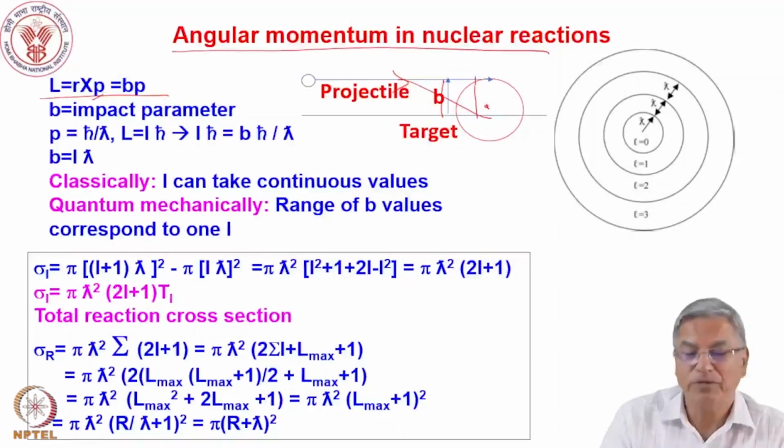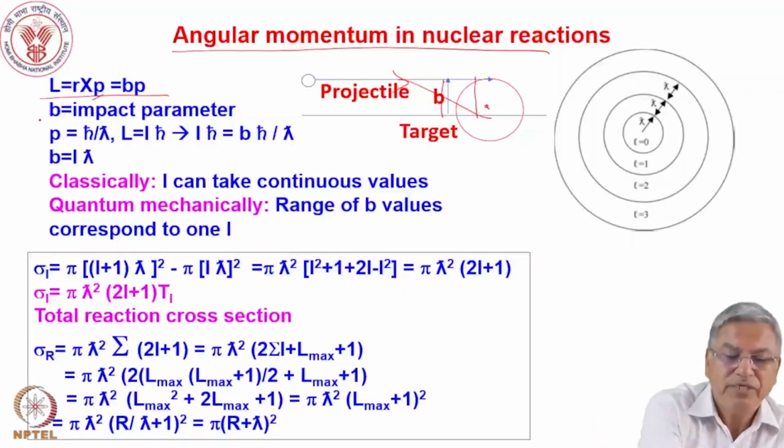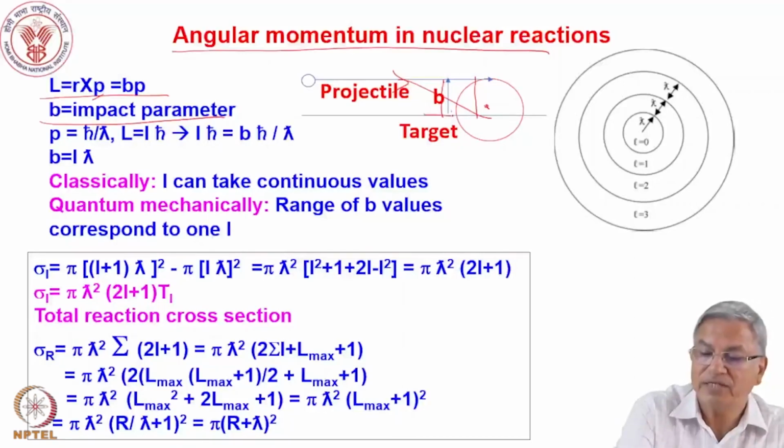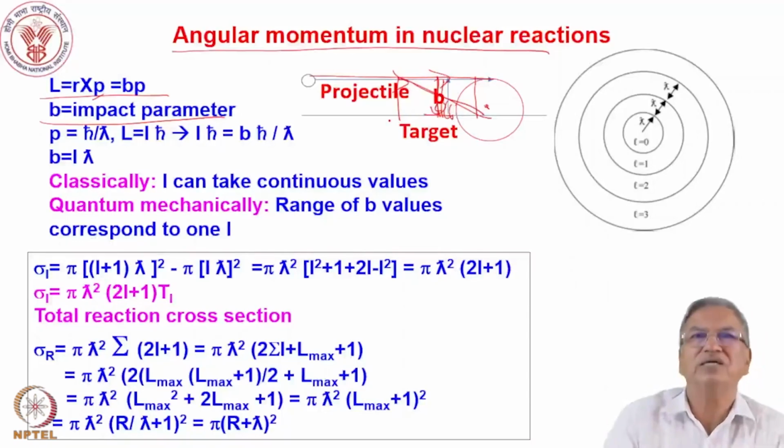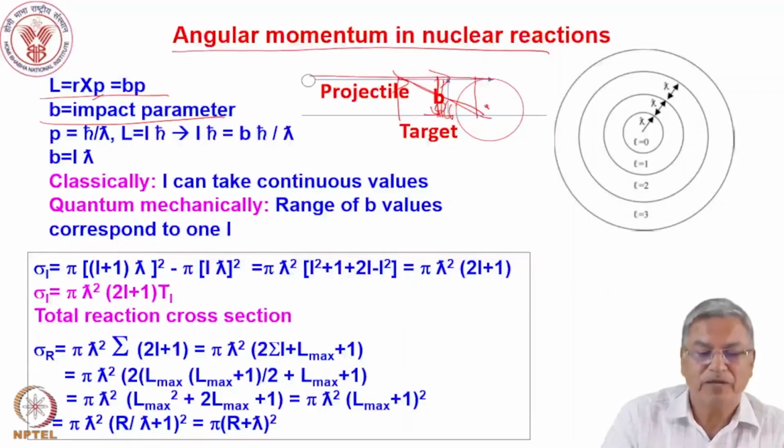R into linear momentum is called the angular momentum, and angular momentum is a quantity in nuclear reactions which dictates the different types of mechanisms of the nuclear reaction. So b, the vertical distance from the target center to the line along which the projectile is coming, we call the impact parameter, and this impact parameter essentially is r into sine theta. If it is here, then this is the r and this is theta. So r sine theta is the vertical distance from the target center to the projectile.